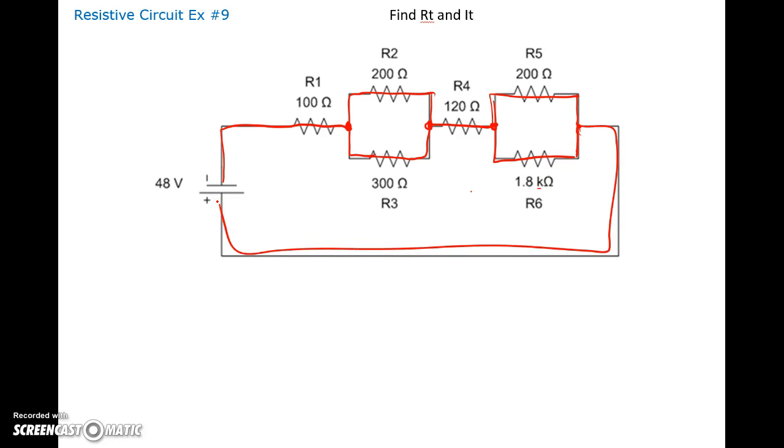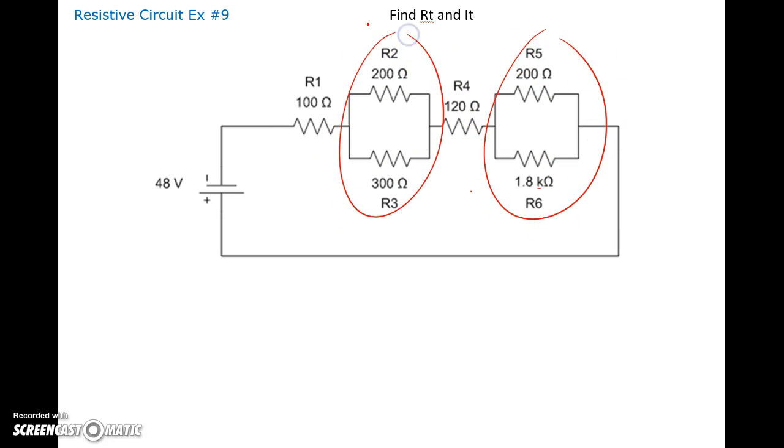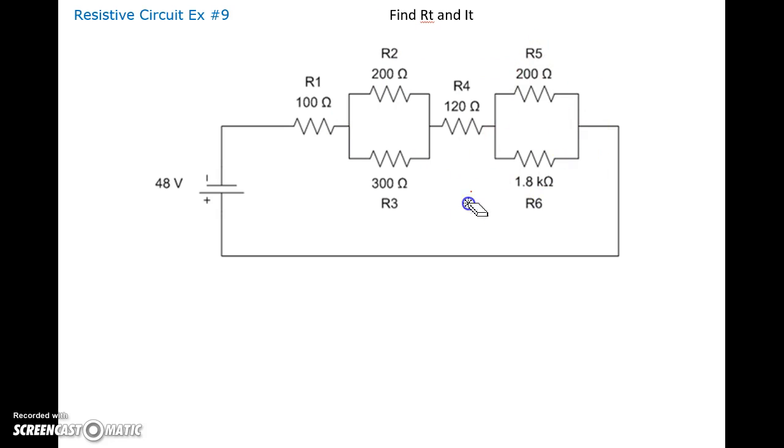So what we need to do is find the parallel combination of, let's see, 2 and 3 and 5 and 6. Those are our 2 parallel combinations. Okay, beauty. And then we can add it in here because we know that RT is equal to R1 plus whatever we get for 2 and 3, right? So let's do R2 and 3 first.